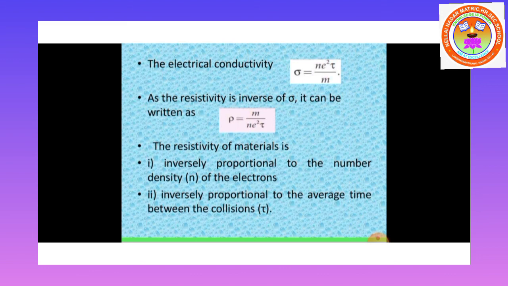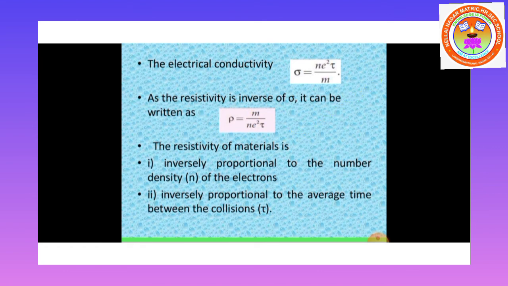Students, the electrical conductivity is denoted by the letter sigma, equal to n e square tau divided by m. From the definition of resistivity, we know that the resistivity is the inverse of the electrical conductivity. So it can be written as the resistivity rho is equal to 1 divided by sigma. Substituting the value of sigma in this equation, rho is equal to m divided by n e square tau.